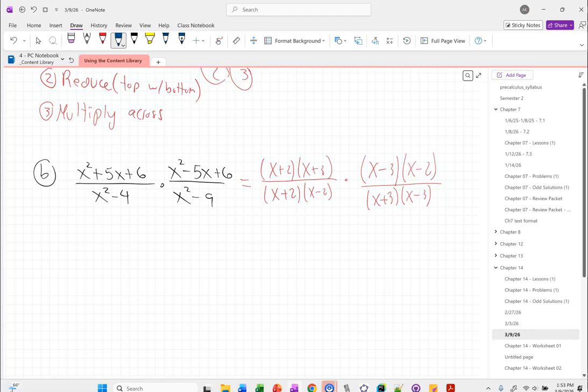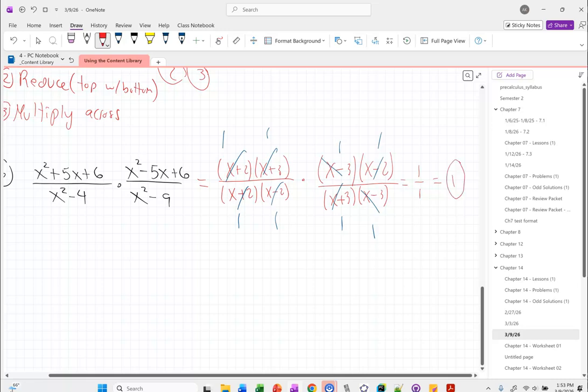Okay. Now we can reduce tops and bottoms, right? So x plus 2's are in the same fraction. X plus 3's are in different fractions. It's fine, as long as they're top and bottom. X minus 2's are in different fractions. X minus 3's are in different fractions. So it's 1. I did all the reducing I can. When I multiply across, I get 1 over 1. 1. Just 1.